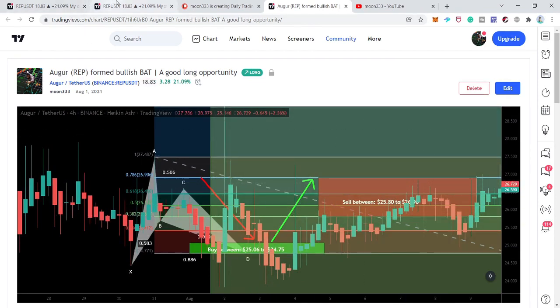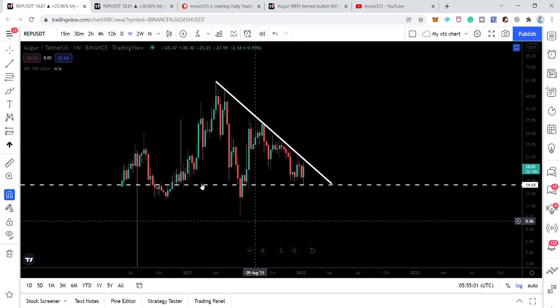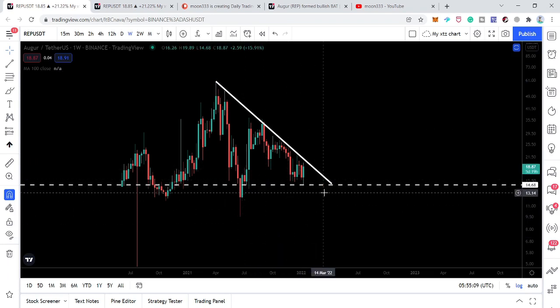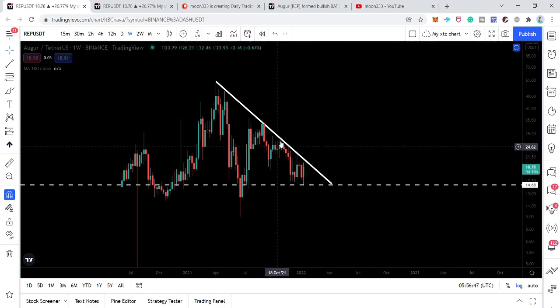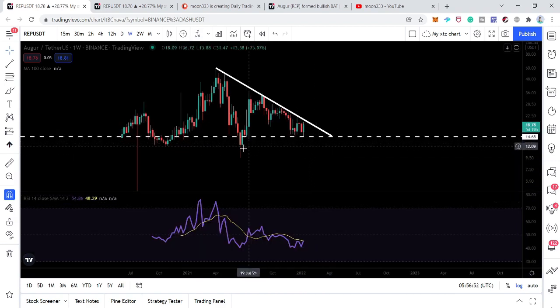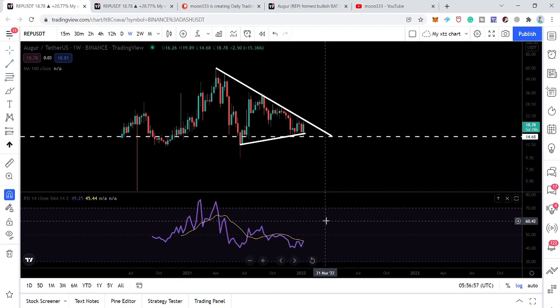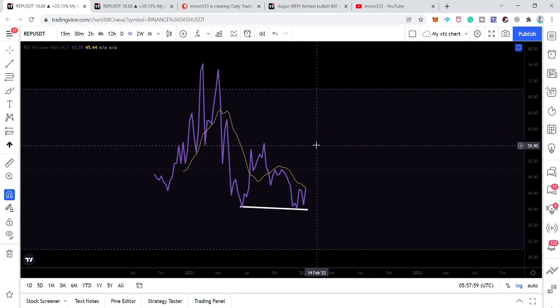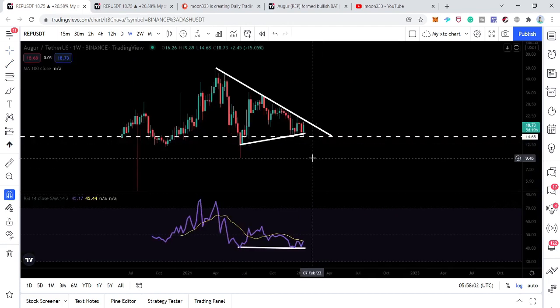Right now, on the very long term weekly time frame, it has formed a descending triangle, and here we have a support at $14.68. And here we have the resistance, and we are very close to hitting this resistance. Now, if we take a look at the RSI oscillator, we can see that the price line has formed a higher low than the previous low, but the RSI has formed a lower low than the previous low. Therefore, we also have a very big hidden bullish divergence on this weekly time frame chart.